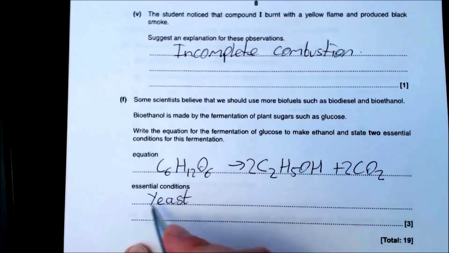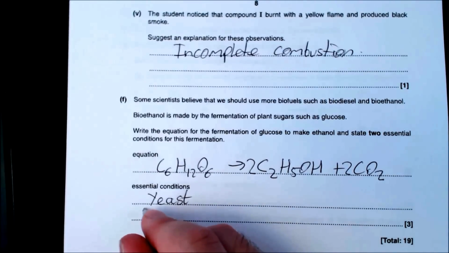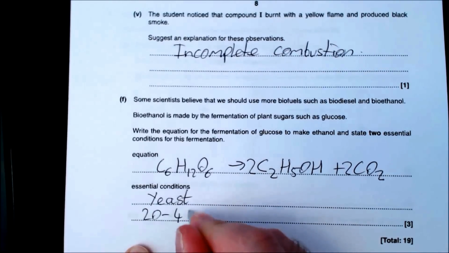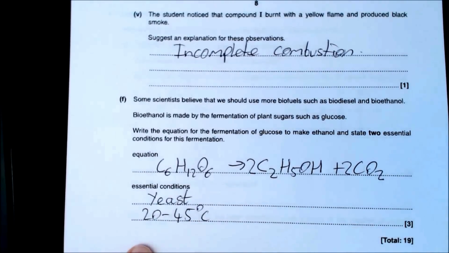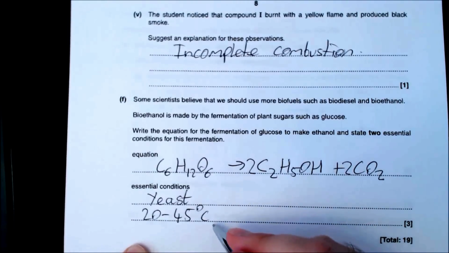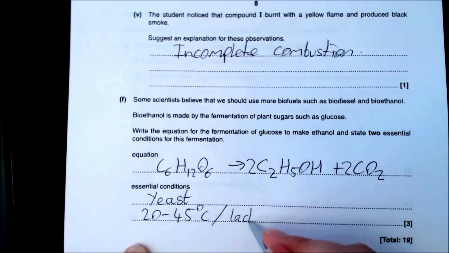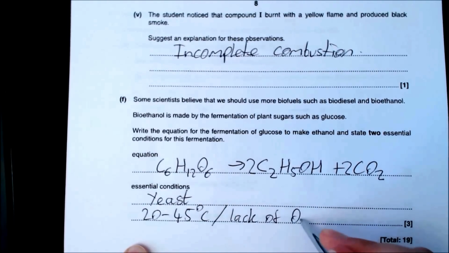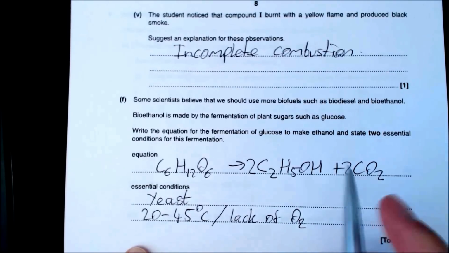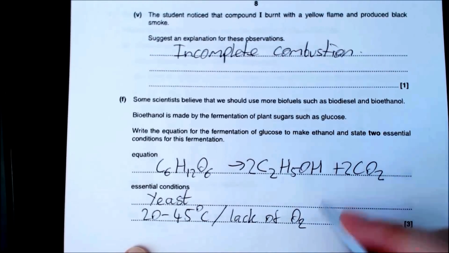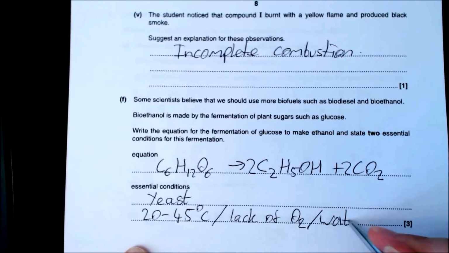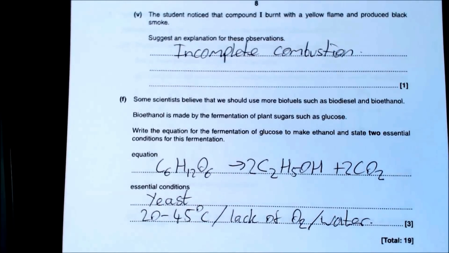And another condition, because you're using yeast, one of the obvious ones is temperature. So anywhere between 20 and 45 degrees Celsius will do. Or you can say a lack of oxygen. So we don't need a lot of oxygen. So this is anaerobic respiration to produce ethanol. Or you can say water. So any one of them will do, and that will get you the mark there.